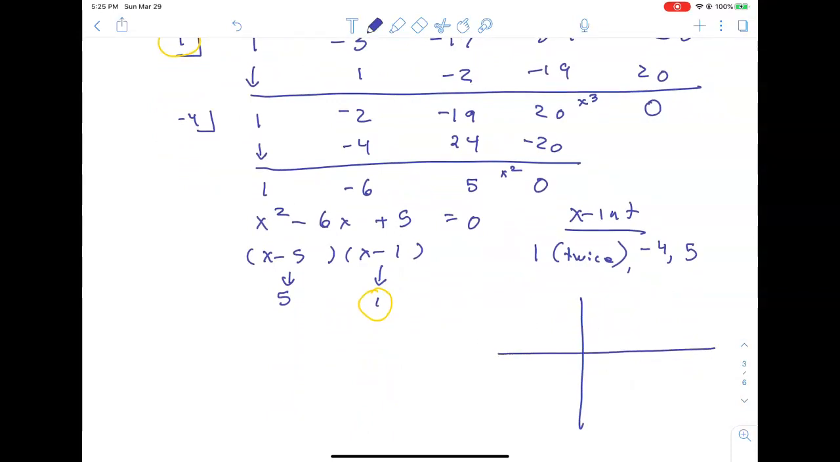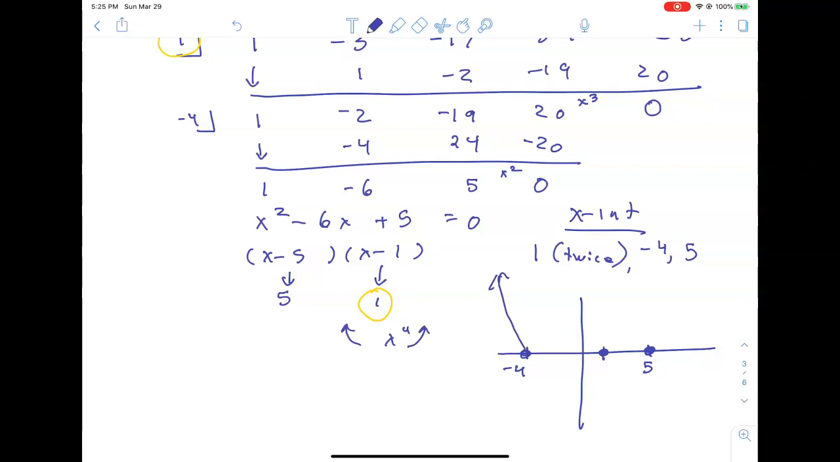Now I wonder, an x to the fourth, if those are its x-intercepts, let's talk about its graph for a second. Let's see, x-intercepts of 5 and 1 and negative 4. Now, if you recall, an x to the fourth, what does it look like at its ends? Doesn't it look like that?